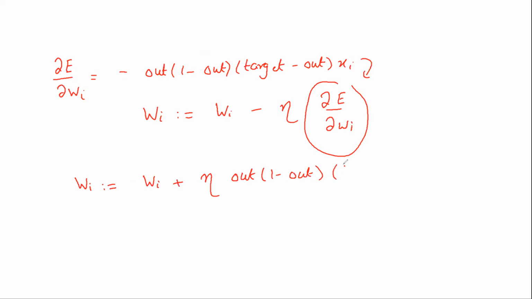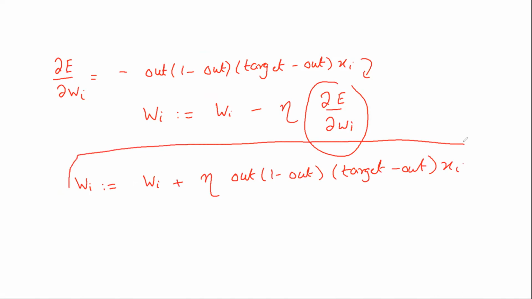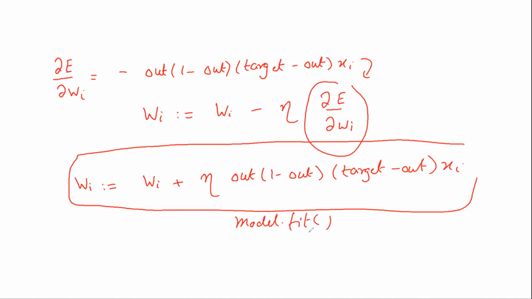Okay, and then you have target minus out, and then you have xi. So now this is the key expression. This is what is happening behind this model.fit function in TensorFlow. You have some random values, and then this is how it adjusts, and I'll numerically show you how it actually takes you closer to the target.